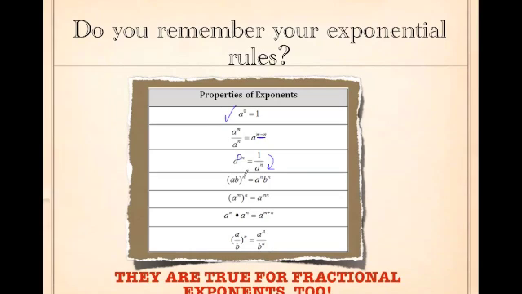You can distribute power, so they would both be a to the n, b to the n. When you have the power of a power, you multiply. When you're multiplying like bases, you can add the exponents. And when you have the power of a fraction, you can distribute that. Now, these rules work for fractions too, so just remember that fractions are numbers too.